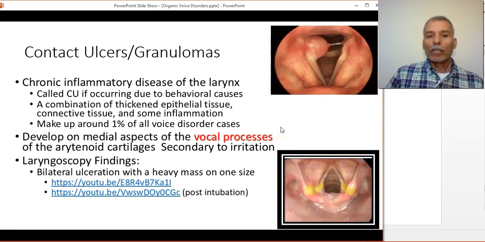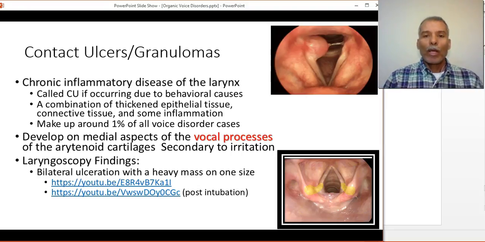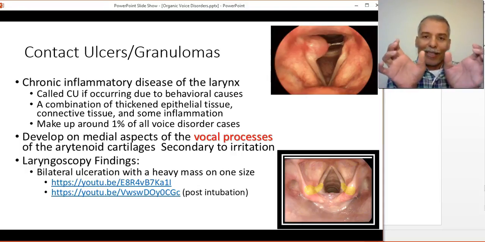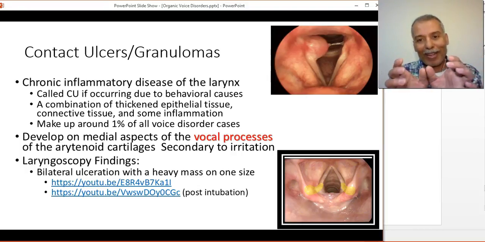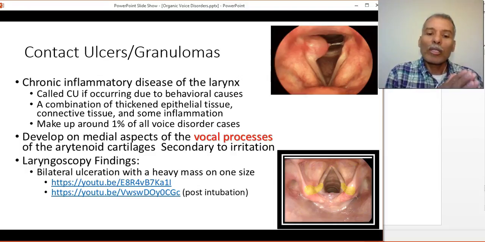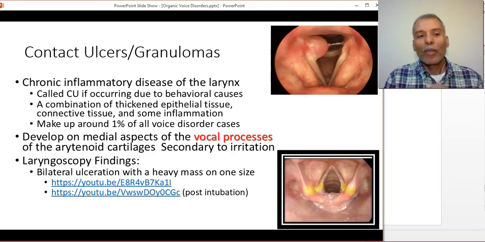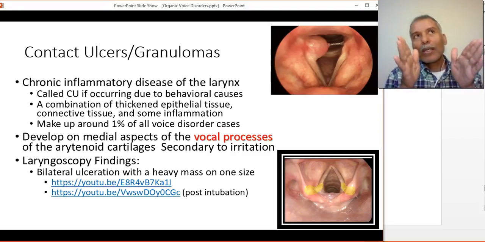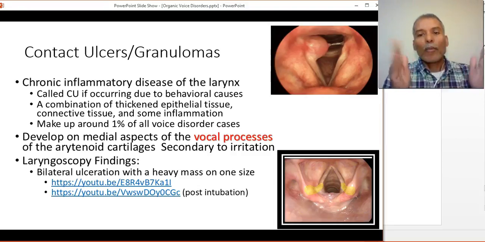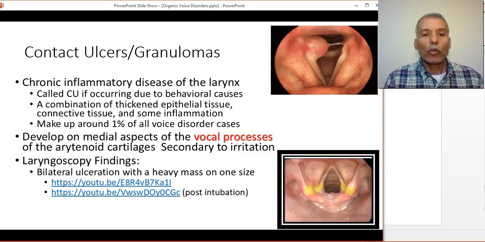And contact ulcers, granulomas. Contact ulcers and granulomas tend to be different but similar. They look exactly the same. However, the etiology, the cause, is not the same. Contact ulcers develop because of frequent hyperfunction or frequent overuse of the vocal folds. Either hyperfunctional, persons overusing their voice, or using their vocal folds more often.